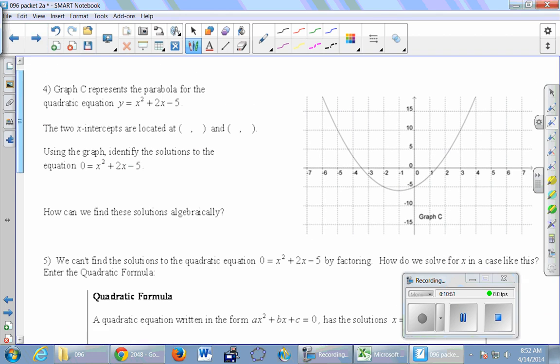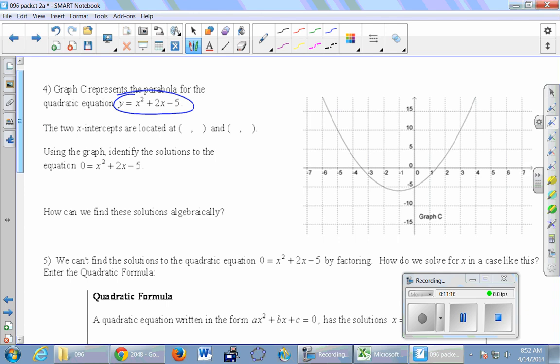So here's graph C. And now finally I'm giving you the equation of graph C. It's this: y equals x squared plus 2x minus 5. Now, can we know exactly what those x-intercepts are by looking at the equation? Or sorry, by looking at the picture? No, it looks like -3.4 or maybe -3.5, but it's really hard to know.